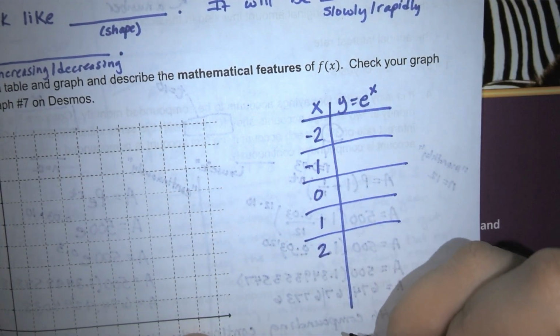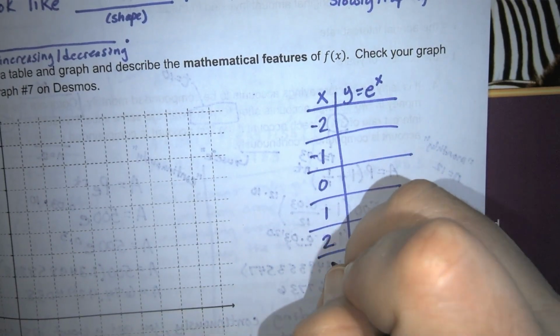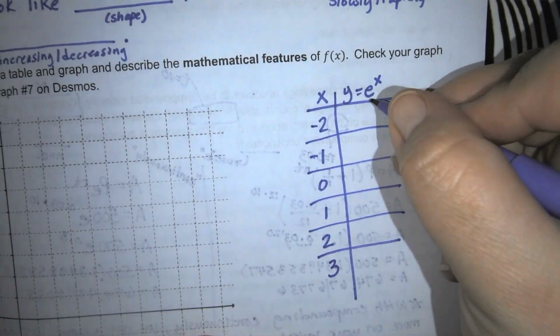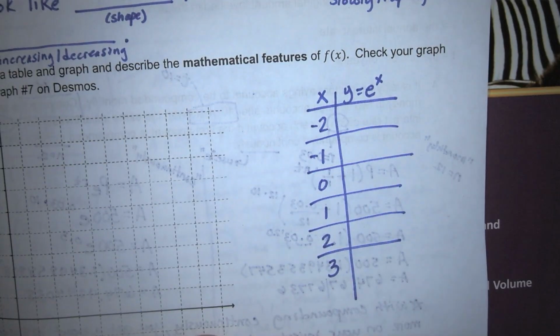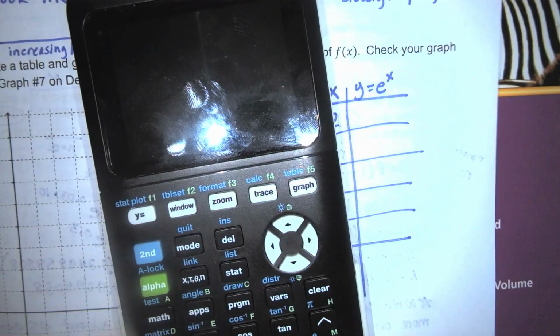If we can fit all of those on the graph, actually I can't fit -2, so I'm going to do one more, 3. See if we can fit all those. And then in our calculator, we're going to do e to the -2 power, e to the -1 power. So do that, pause the video, do that, and then jot them down. So remember the E button.